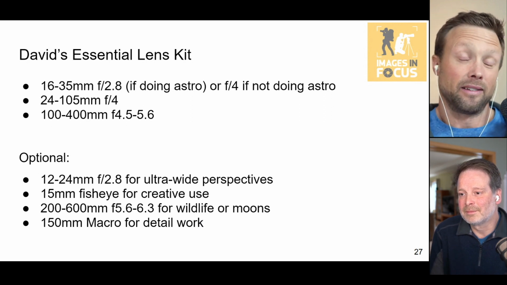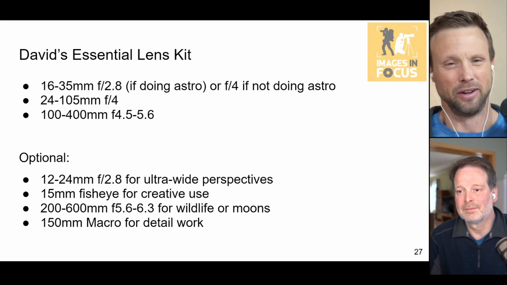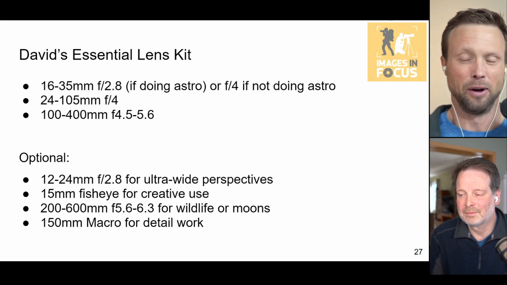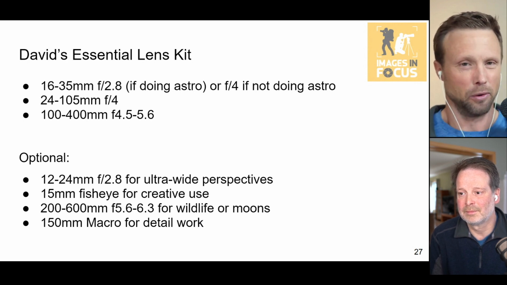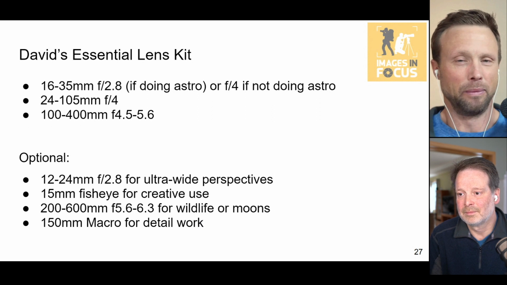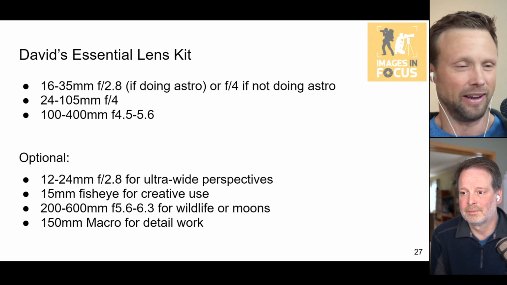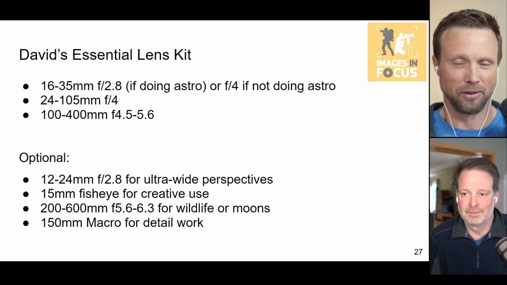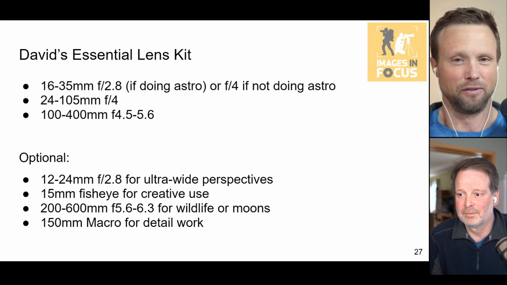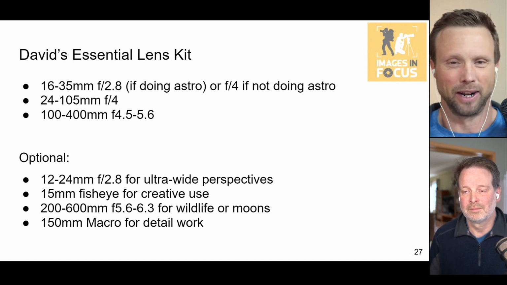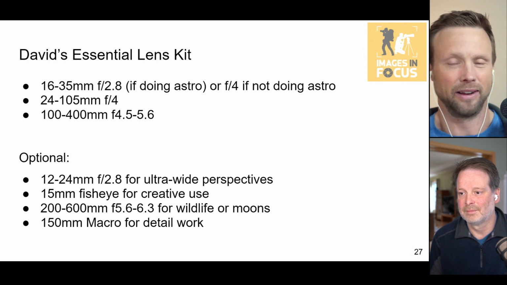Cool. I have shot a lot with fisheyes in the past. I don't tend to do it as much now, but they're fun if you're trying to add some creativity to your work. And then, of course, if I'm doing a wildlife center trip or something, I love that 200 to 600 millimeter lens just for the extra reach it gives me. Or if I'm shooting full moons and things like that, where I really want a lot of telephoto firepower, that's the lens to bring.